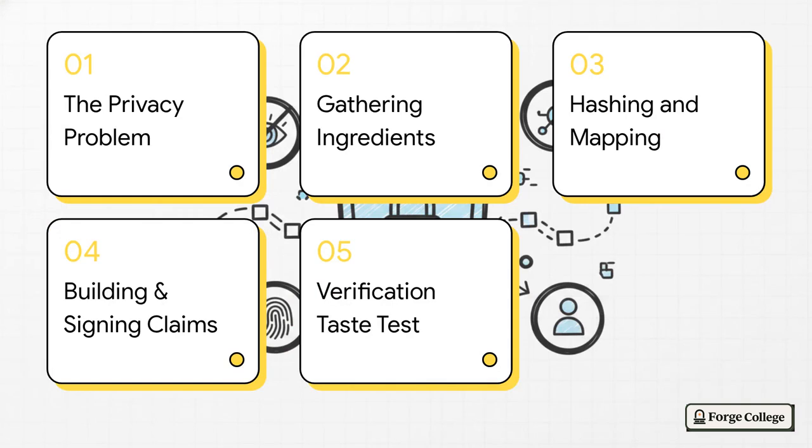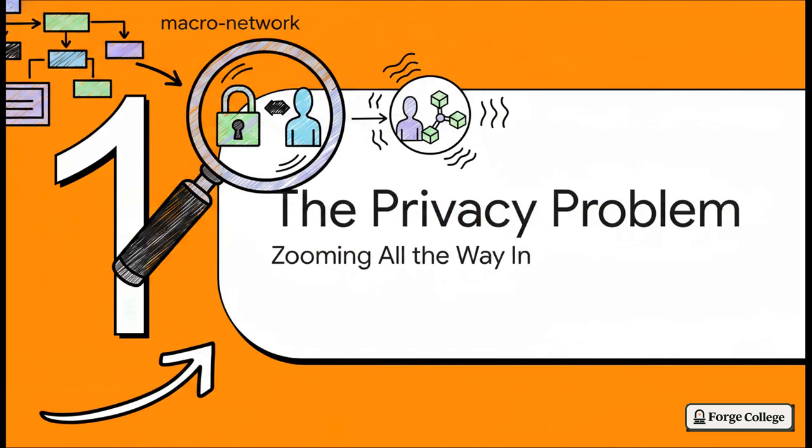To get through the technical weeds together, we've got a really clear step-by-step recipe today. We're going to cover: 1. The privacy problem. 2. Gathering our ingredients. 3. Hashing and mapping. 4. Building and signing claims. And finally, number 5, the verification taste test. Kicking things off with Section 1, the privacy problem.